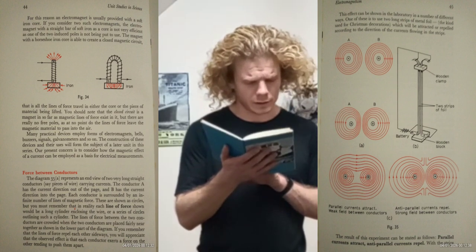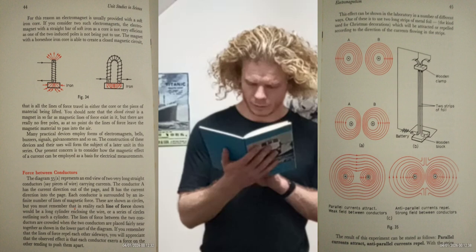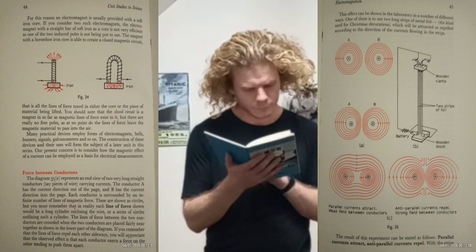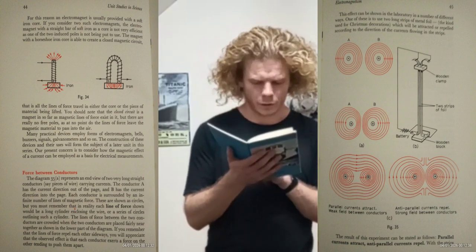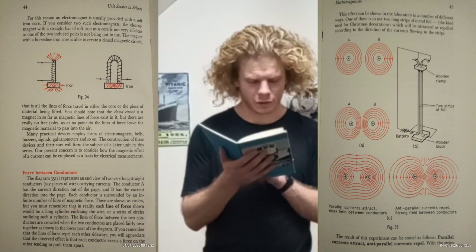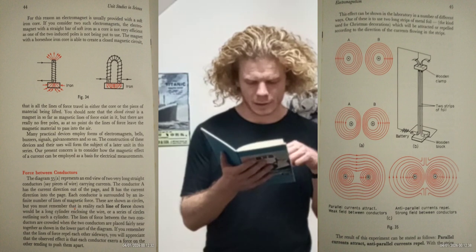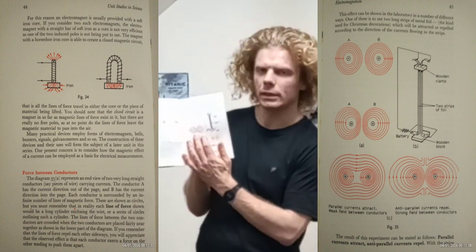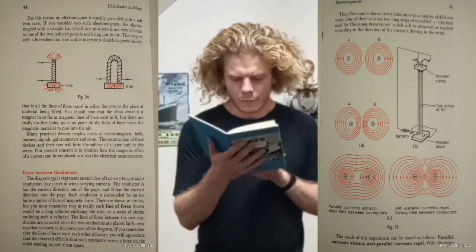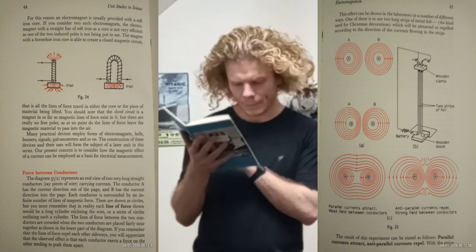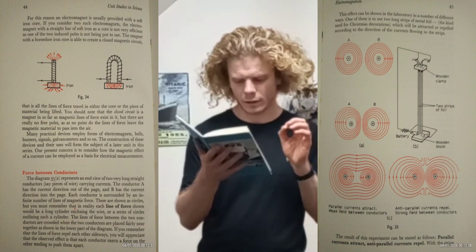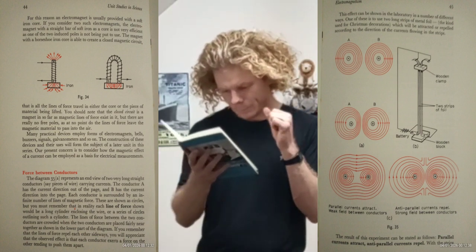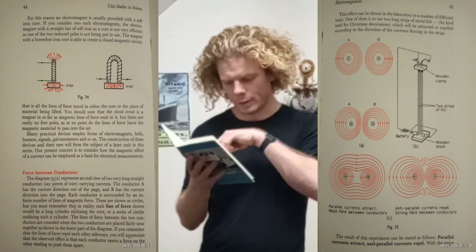Force between conductors. The diagram 35a, I think this one, represents an end view of two very long straight conductors, say pieces of wire, carrying currents. Okay, that is the end of two cables. The conductor A, the left one, has the current direction out of the page. And B has the current direction into the page.